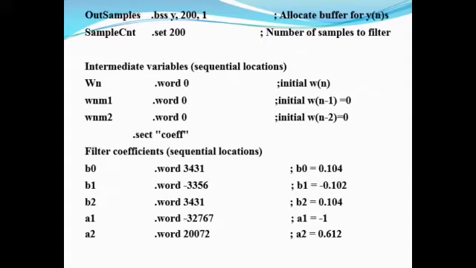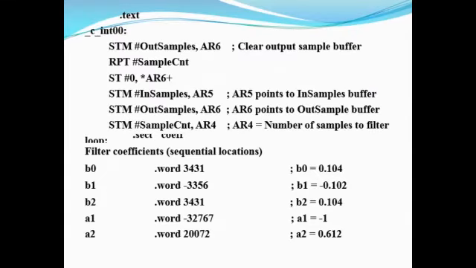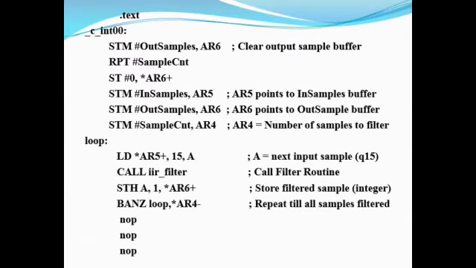So 3431, this is a representation for 0.104. Similarly for minus 0.102 it is minus 3356. So the same format we have considered earlier to represent any sample or any coefficient in terms of Q notation. Taking that basic concept into account, we are going to write these values as words. Then .text. So from here on we are going to write the code.